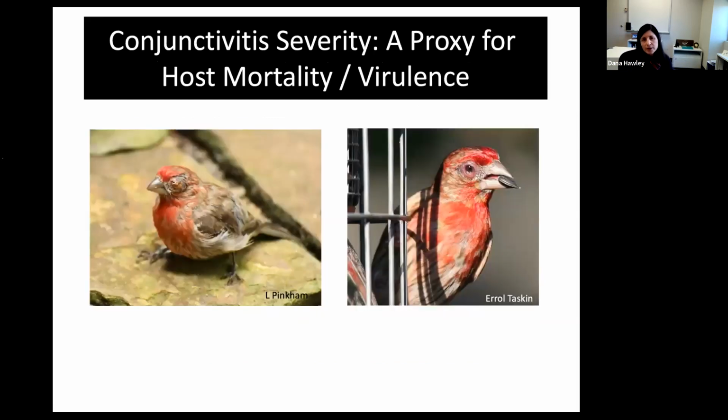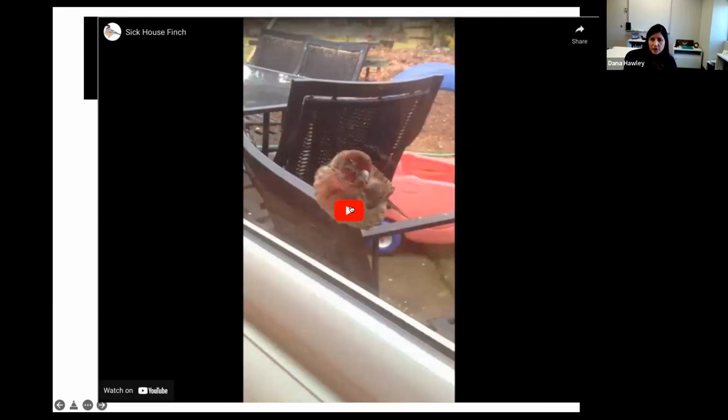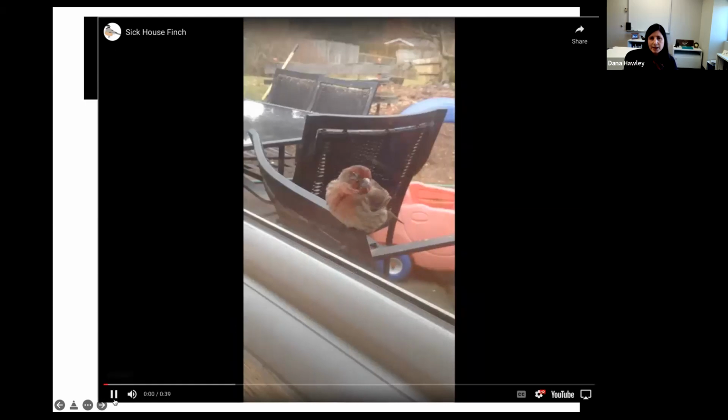We know these scores are a good proxy for the likelihood of host mortality in the wild. So this host on the left here that's showing really severe disease is going to be far more likely to die than this host here on the right. And that's because the mortality in this system is entirely indirect. And I want to show you a quick video to illustrate what these really sick birds look like.